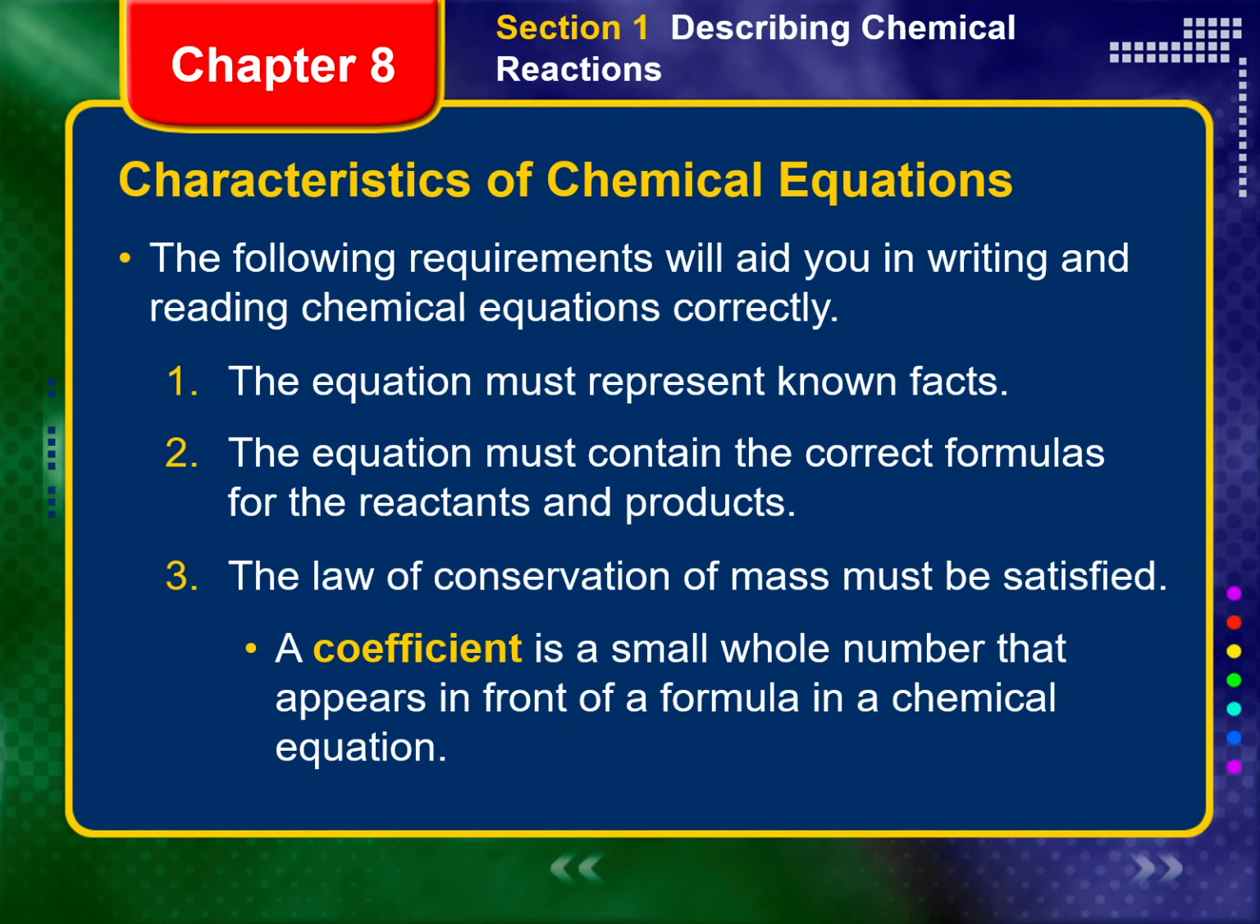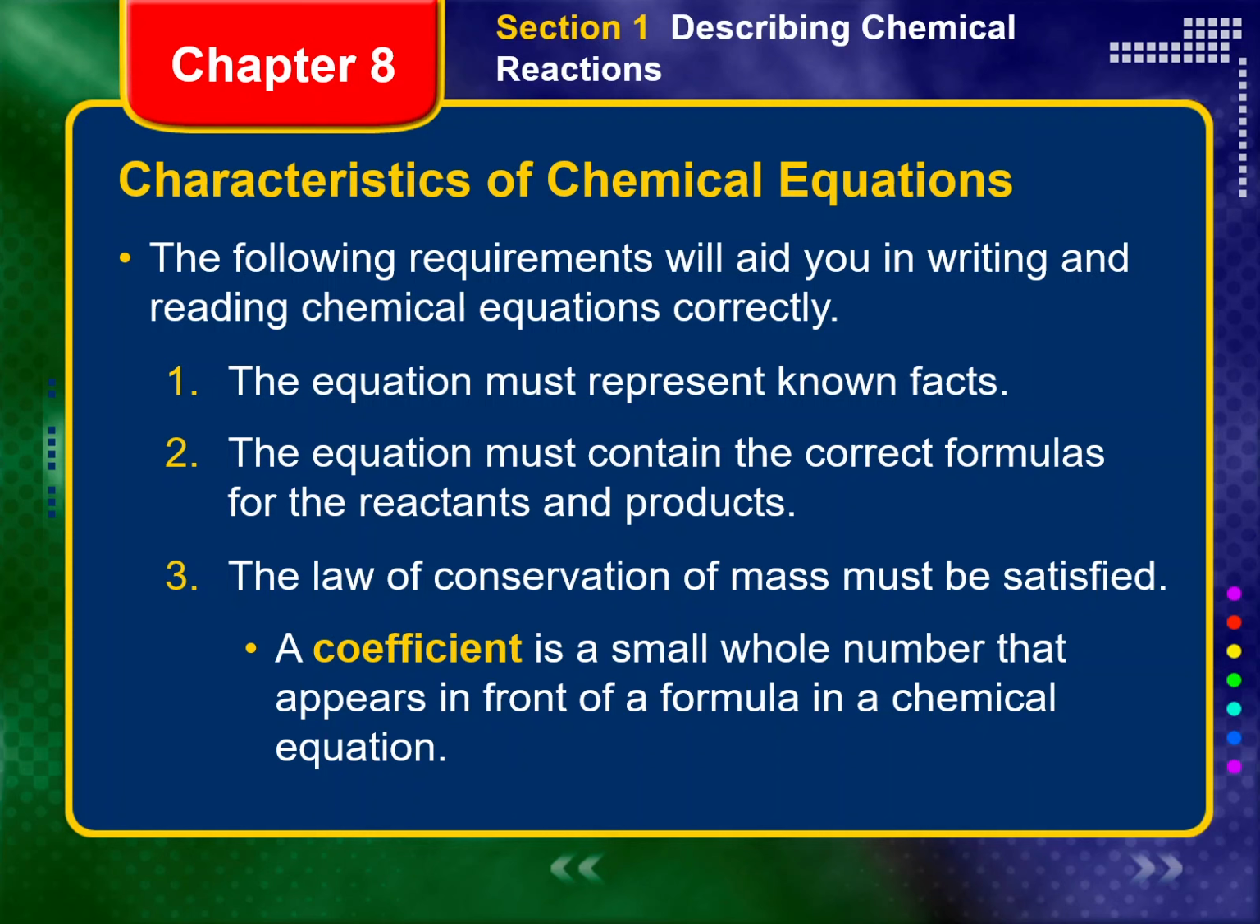A properly written chemical equation can summarize any chemical change. The following requirements will aid you in writing and reading chemical equations correctly. The equation must represent known facts, meaning all reactants and products must be identified either through chemical analysis in the laboratory or from sources that give the results of the experiments.